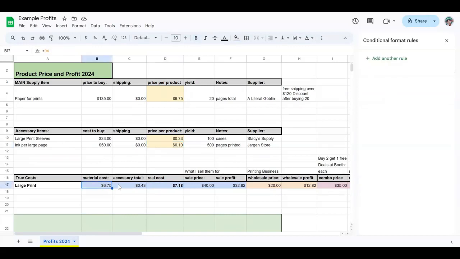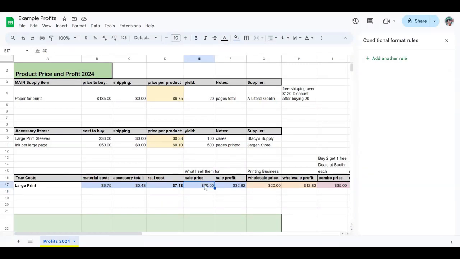Then we add those two boxes, these down here, and you get your real cost, which is B17 plus C17, which we're in the B and C column right here, and we're on row 17. So I hope that makes sense also. So that's your real cost. That is how much it costs for you to make one print.